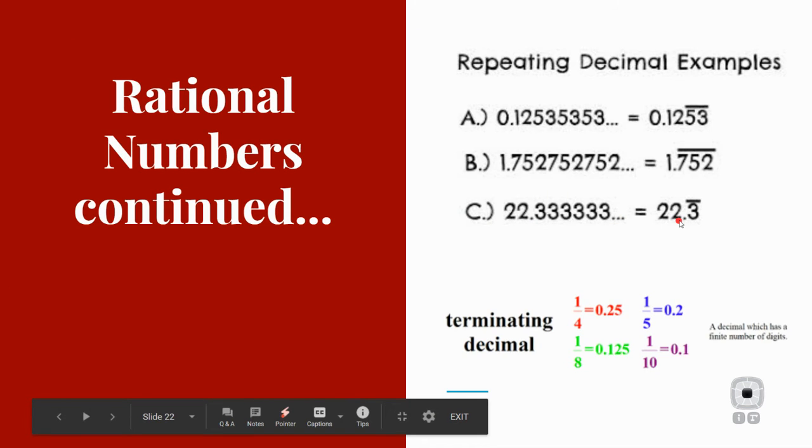A few more examples of rational numbers here. This is 0.1253535353. That's a repeating decimal, so it's rational. Or 1.752, 752, 752, 752. That's a repeating decimal. It goes on forever and ever, and it repeats. That's a rational number. Or 2.333333. All these are rational numbers.